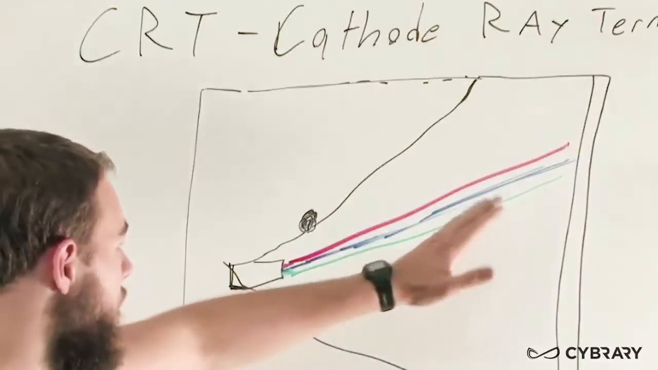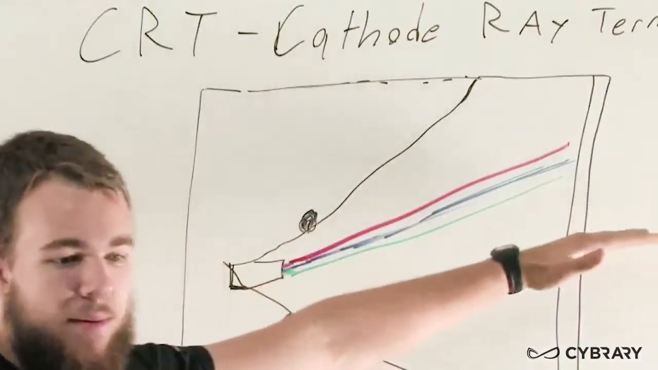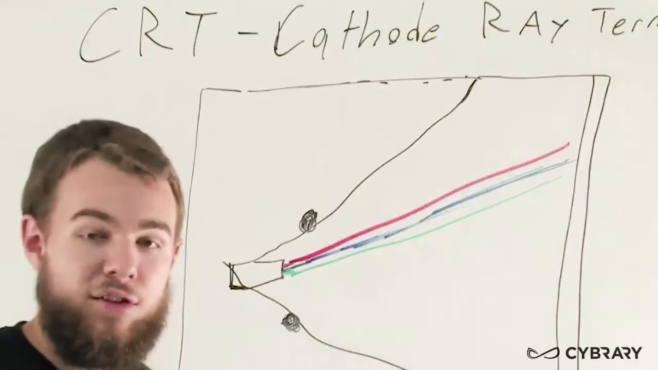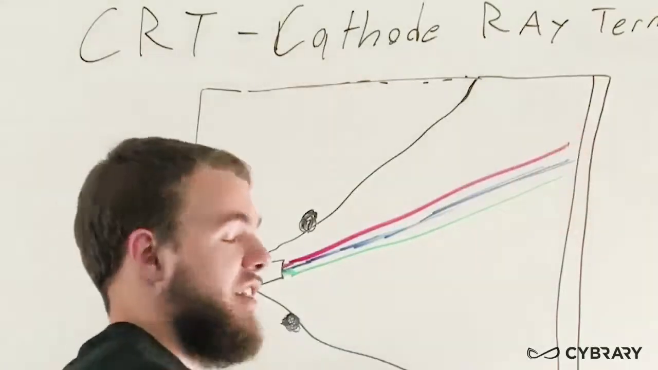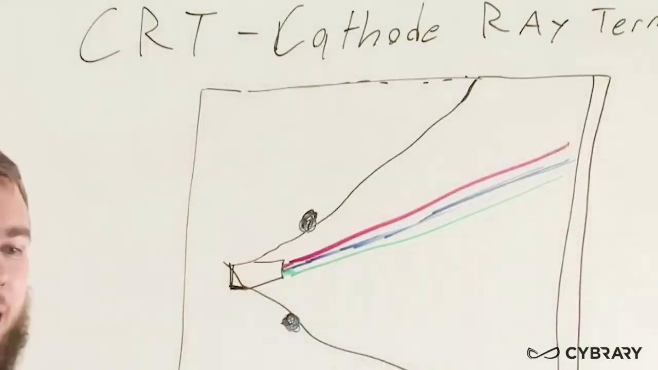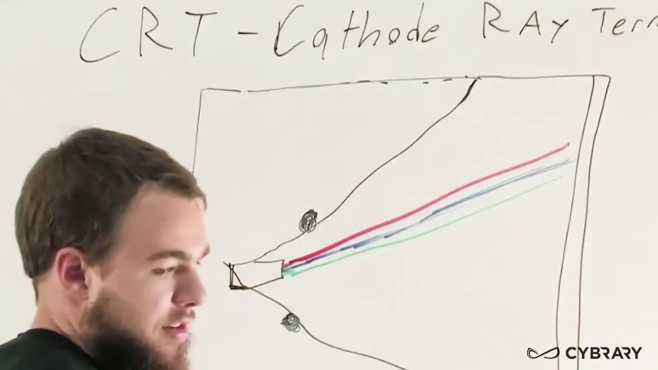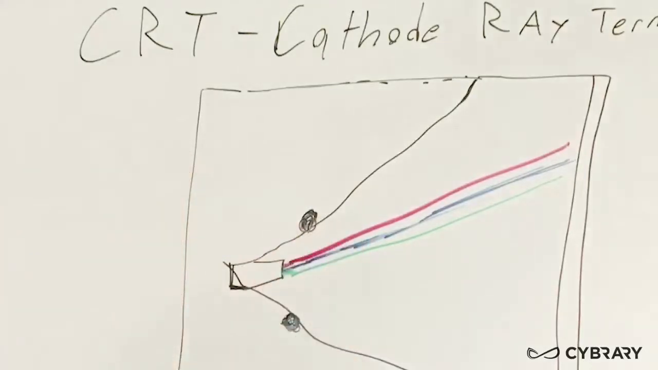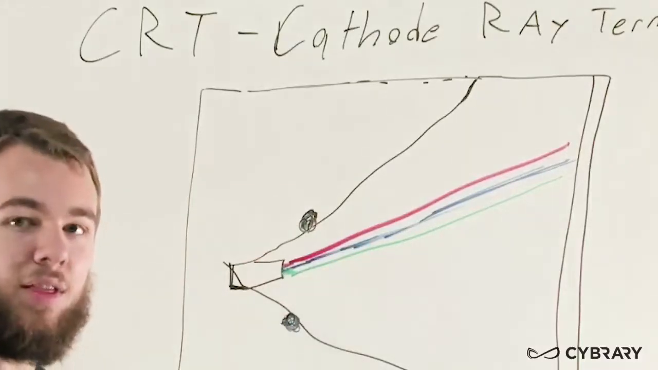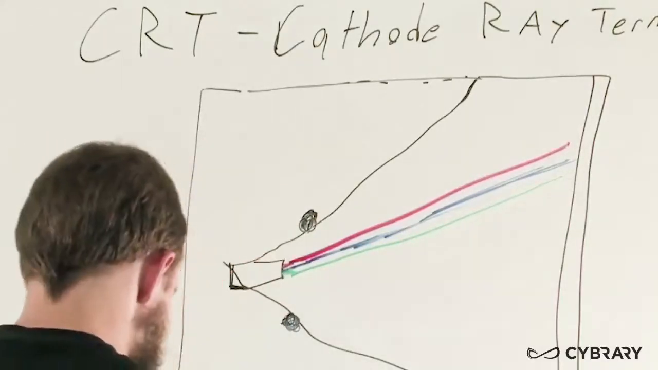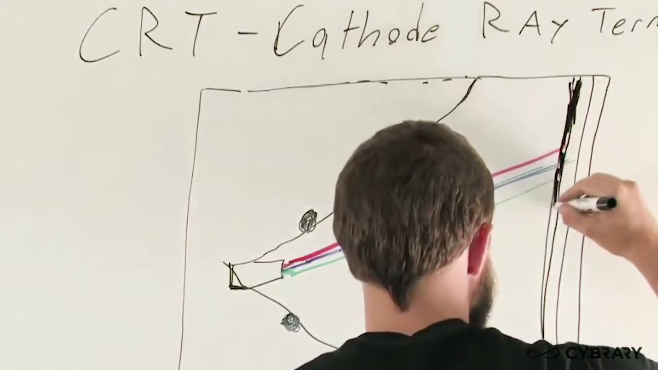Now, before the beams actually hit the front, before they hit our phosphorescent screen, which reacts to these electron beams, they actually pass through something called a shadow mask. And a shadow mask helps to separate these beams and hit them exactly on the pixel where they need to be. So we have our shadow mask here.